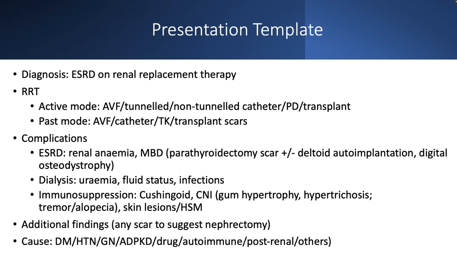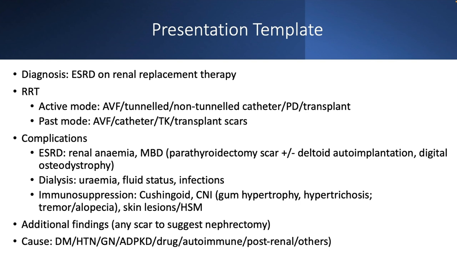So if you want to go by etiology, you can present as such: the commonest being diabetic kidney disease, followed by hypertensive nephropathy, followed by glomerulonephritis, including lupus nephritis, and then adult onset polycystic kidney disease, or even drug-induced nephropathy. Yeah, you can present like that.